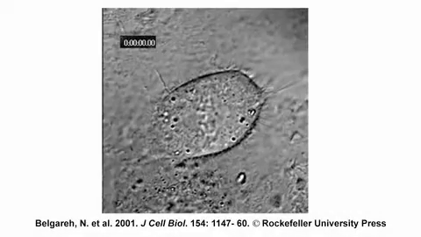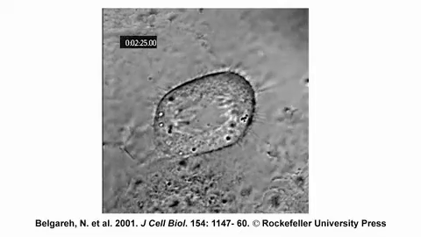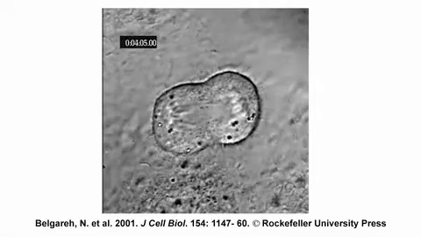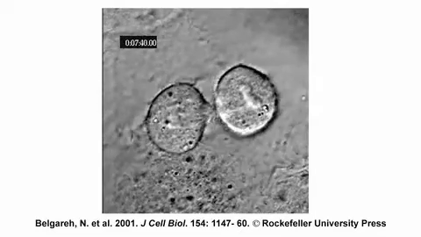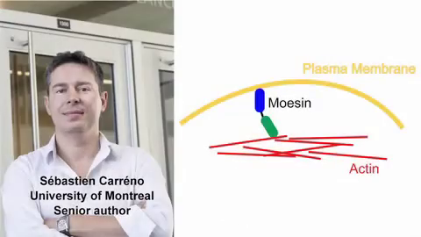During mitosis, cells undergo a series of dramatic shape changes, rounding up in pro-metaphase, elongating in anaphase in preparation for cytokinesis, and flattening back out upon mitotic exit. Sébastien Carréno from the University of Montreal has previously found that the ERM protein Moesin, which increases cortical rigidity by linking actin filaments to the plasma membrane, is important for this mitotic remodeling.